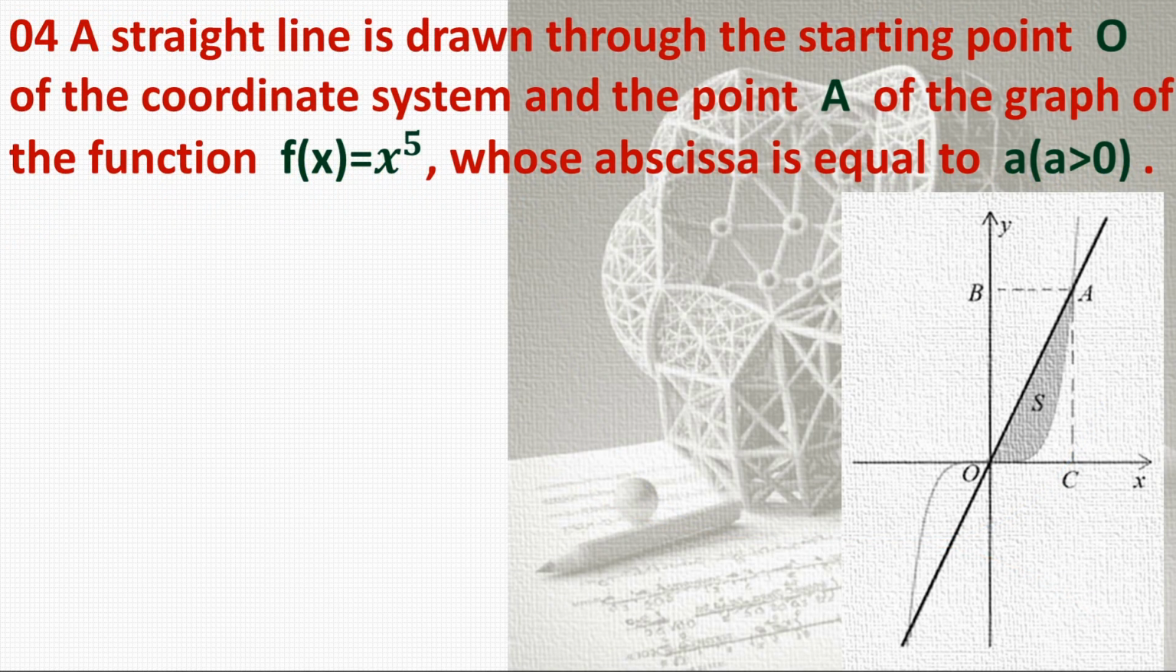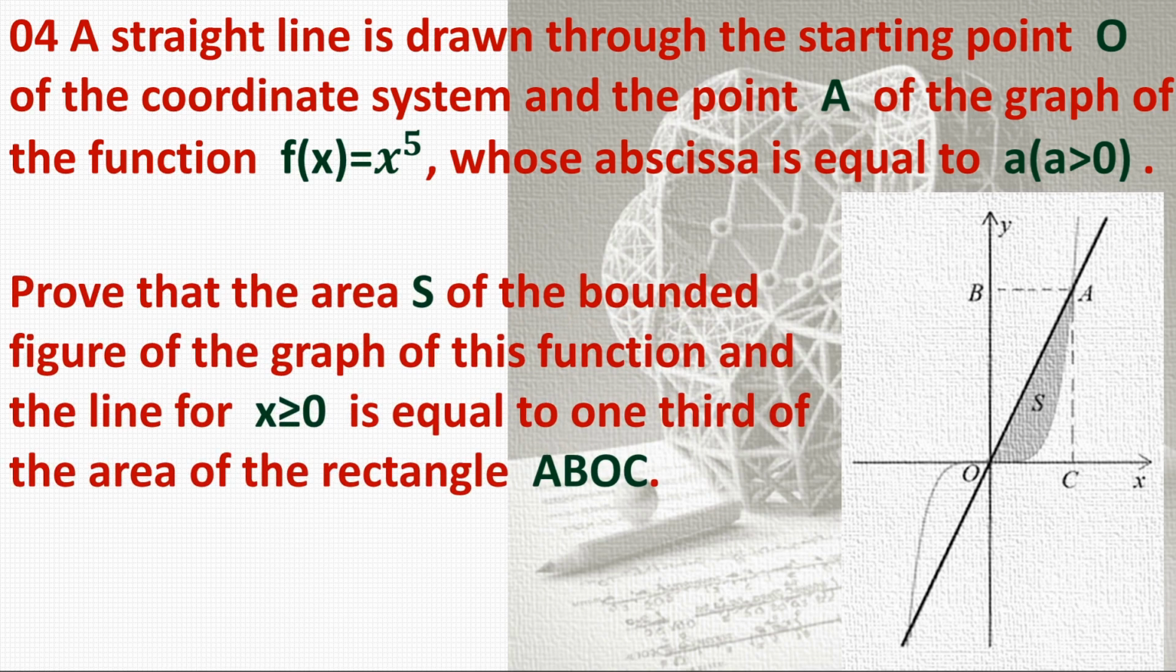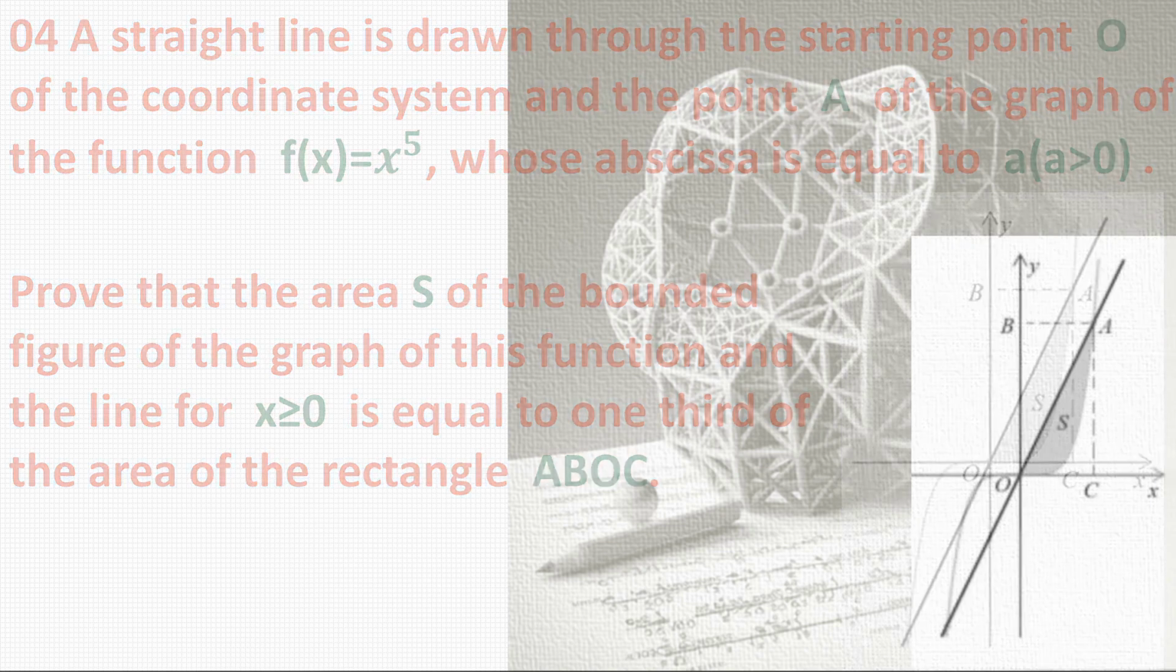Now let's delve into the fourth and final problem to put our SymPy skills to the ultimate test. The function given to us is x raised to the 5th power. Additionally, we have a line passing through the origin that intersects this function. You need to find the area of the figure S between the line and the function. Furthermore, we'll compare this figure's area to that of the rectangle. Luckily, SymPy comes to our aid once again, making the solution quite simple.